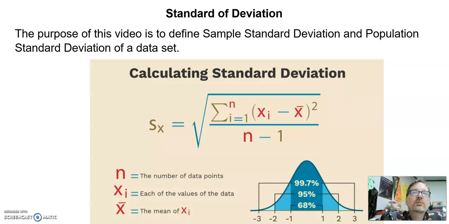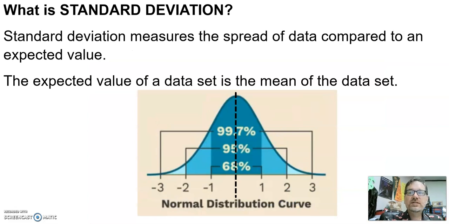Hey there, statisticians. What we're going to talk about in this video is what standard deviation is and how we are going to calculate it. I'm going to define for you sample standard deviation and population standard deviation of a data set. So what is a standard deviation?